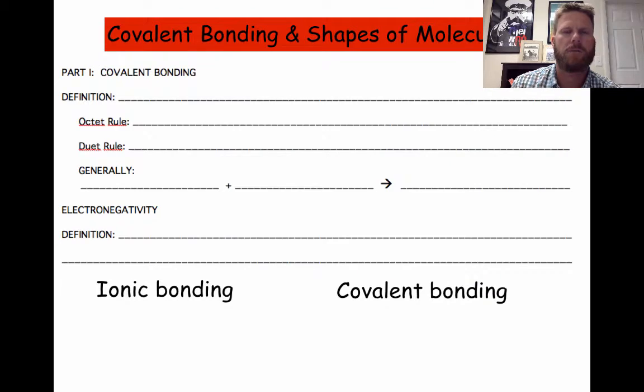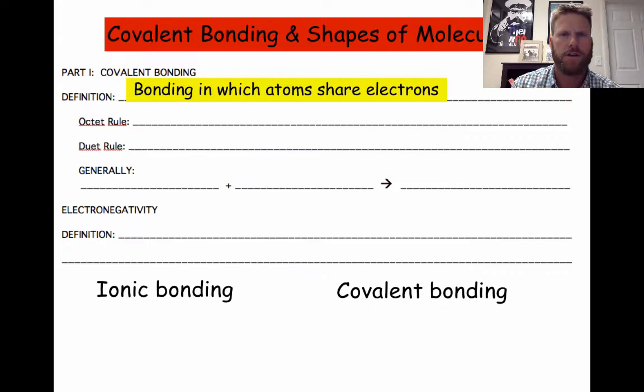Remember that ionic bonds occur when a metal transfers an electron to a nonmetal. The reason why the electron is transferred is so that both atoms can achieve a full valence shell. Well, sometimes atoms will share electrons to achieve a full valence shell. These are called covalent bonds.